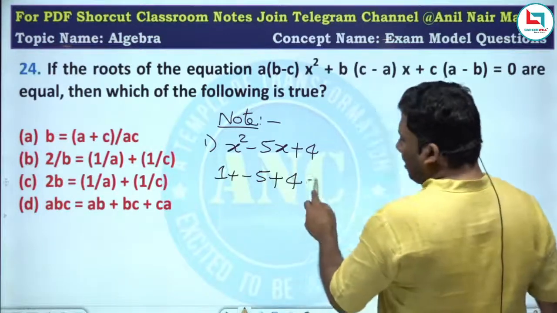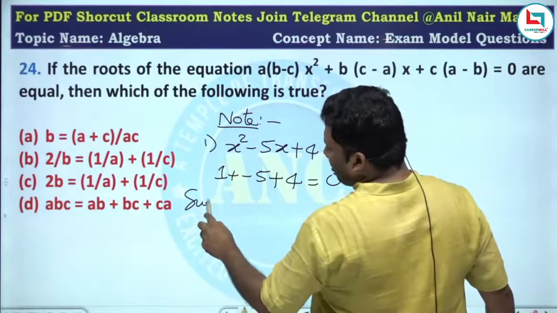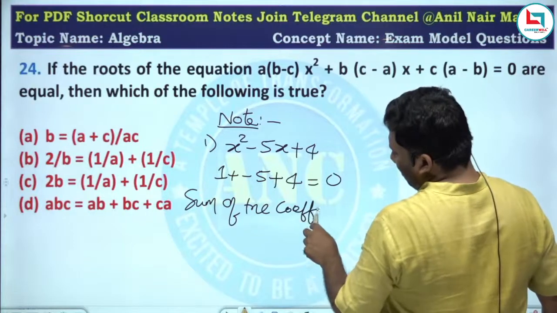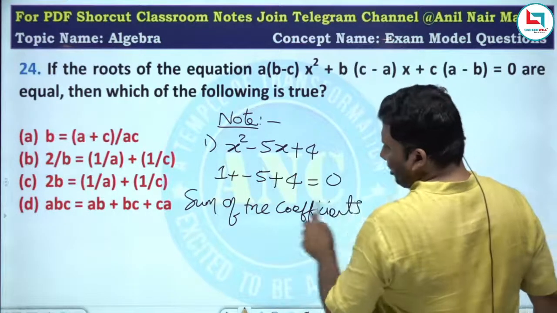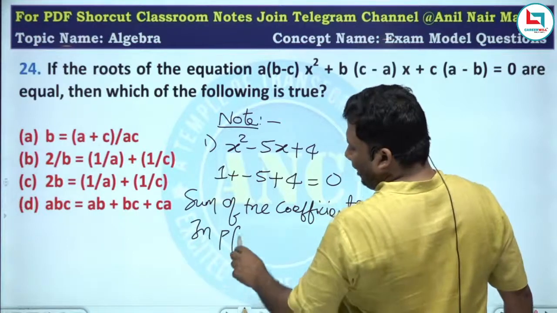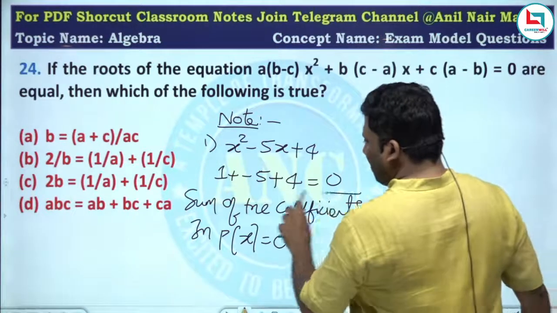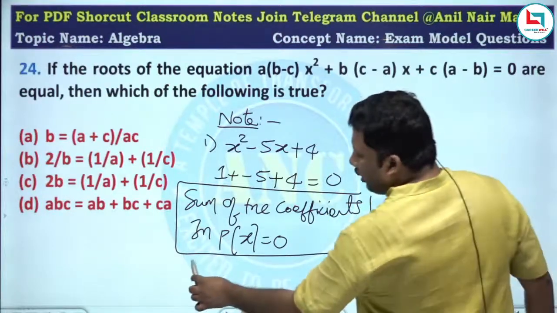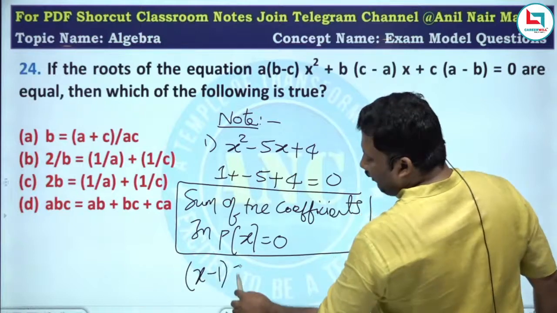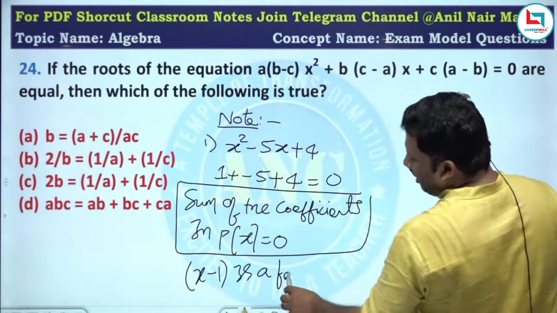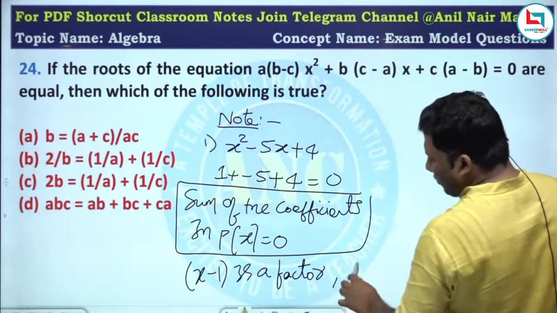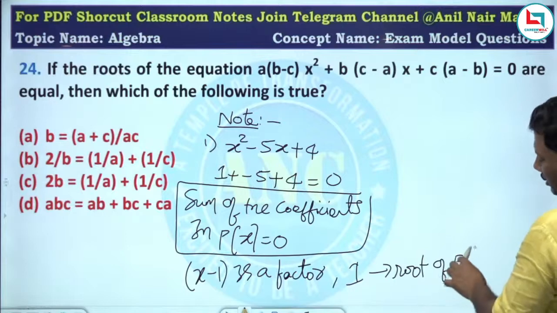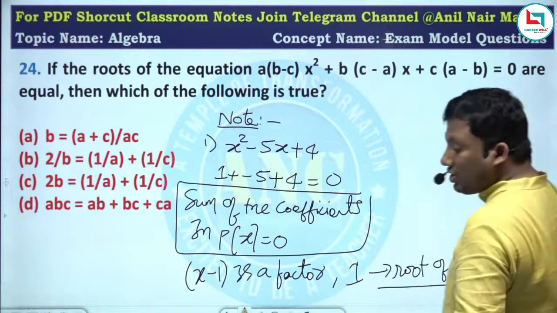1 plus 4, 5. 5 minus 5, 0. If the sum of the coefficients in P of x is equivalent to 0, then x minus 1 is a factor of the equation, or 1 is a root of the equation. x minus 1 is a factor, or 1 is a root of P of x. In polynomial equations, I will discuss in detail.